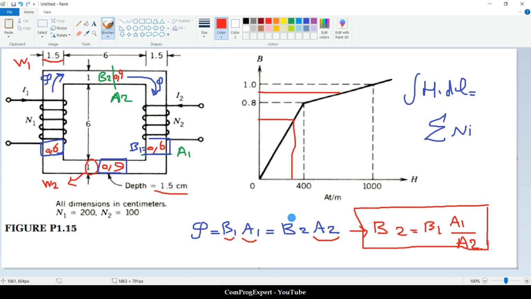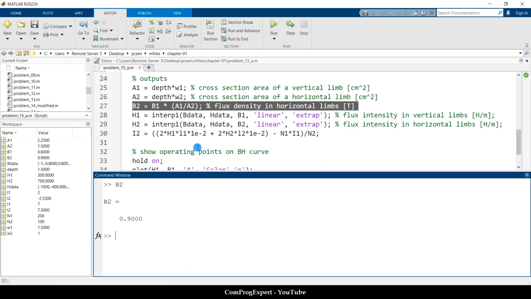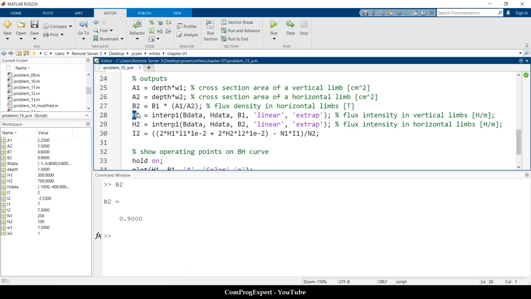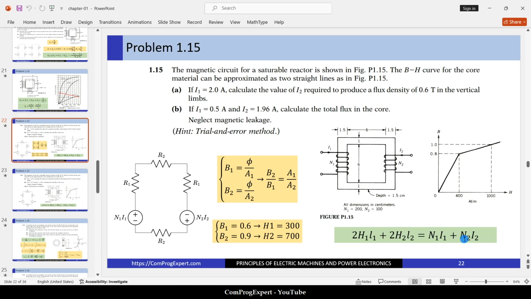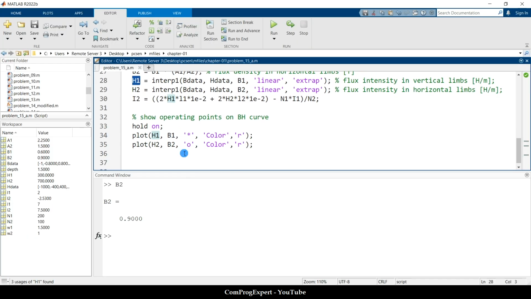Also, here in the MATLAB code, I used the one-dimensional interpolation function. We have B data and H data, and the value of B is known. We can calculate H. And finally, we can calculate the value of I2, right? According to this equation, I implemented it here. This is the value of I2.